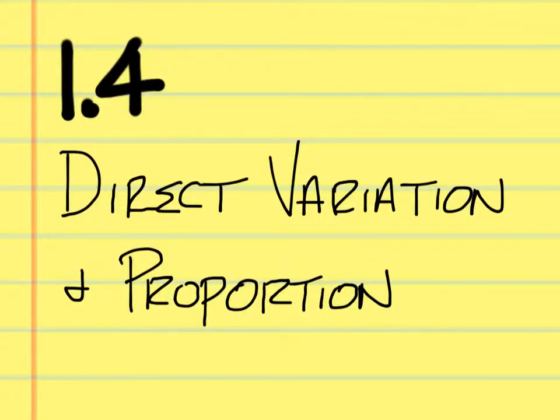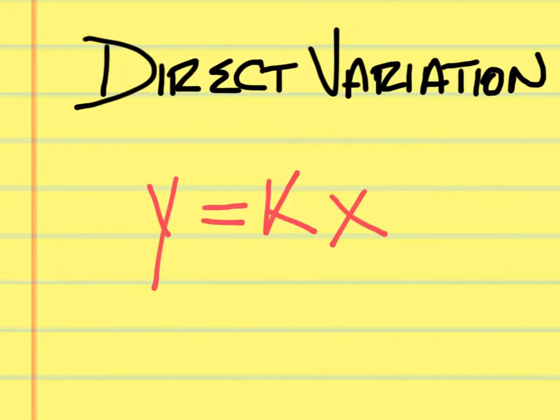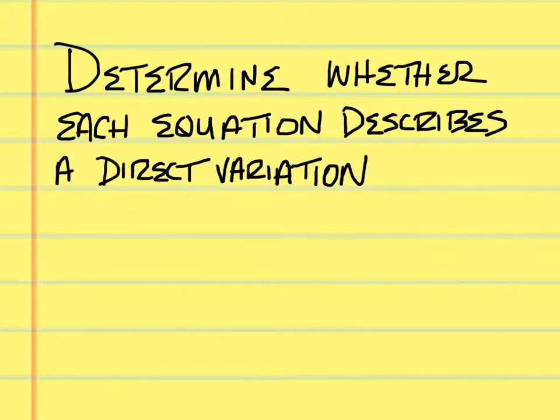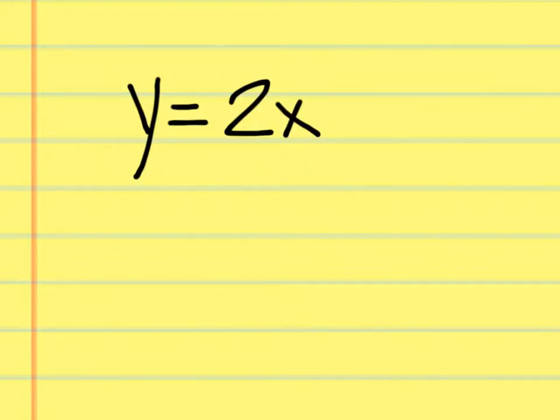Today is direct variation and proportion. A direct variation is expressed as y equals kx. Here's your first objective. Determine whether each equation describes a direct variation. Yes or no? A direct variation. Is this a direct variation? Yes, because it falls into line with y equals kx, the general form.